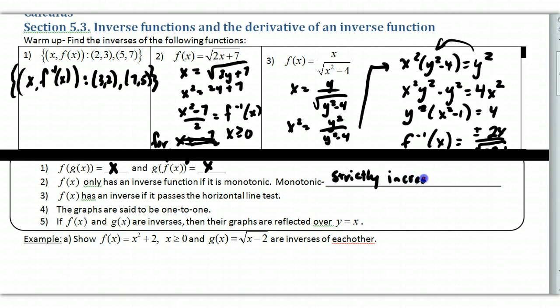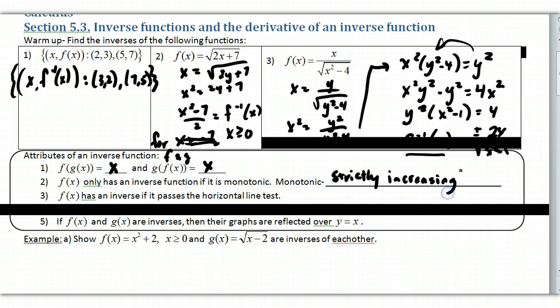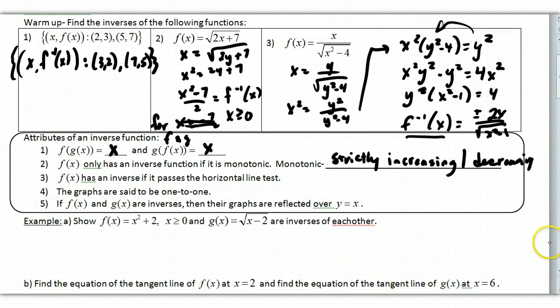This is if it's a continuous function, either increasing or decreasing, but not both at the same time. If you have data points, then it might be a totally different situation. Okay? Now, if we move on here, f of x has an inverse if it passes the horizontal line test.